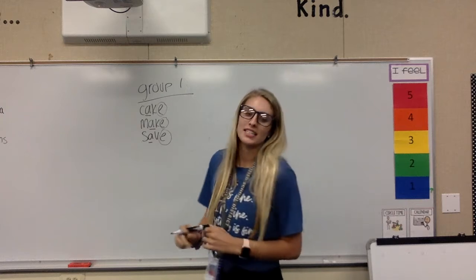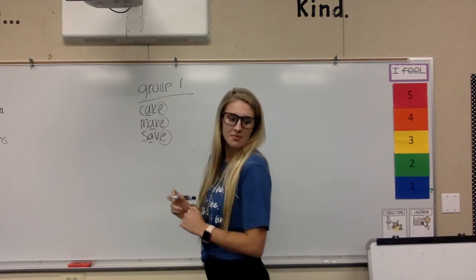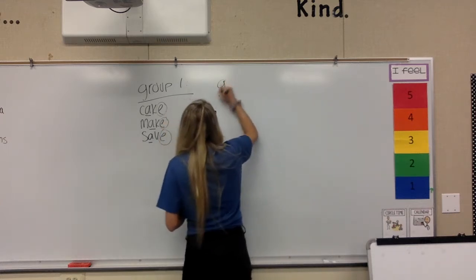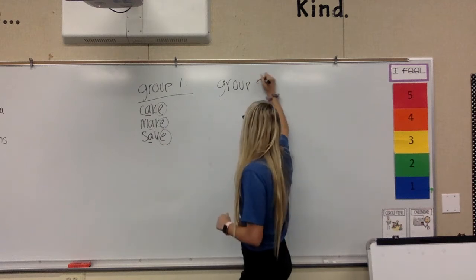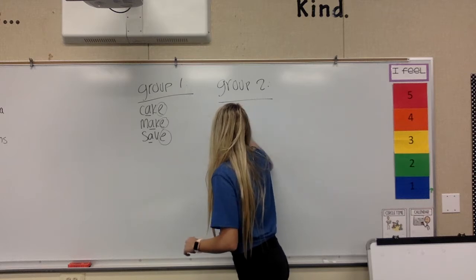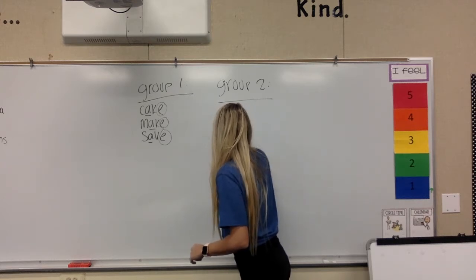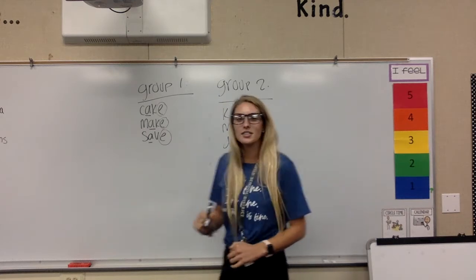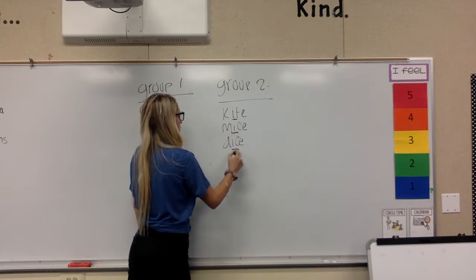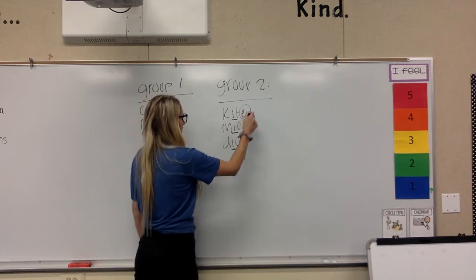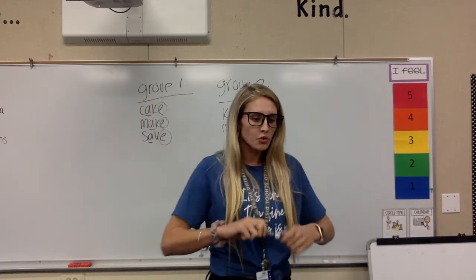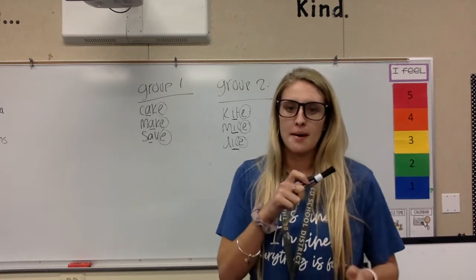Okay, group 2, why don't you guys tell us what you did? Perfect. Group 2. So they have kite, mice, and dice. Awesome, friends. Do you see how they used the long vowel sound for I and they used our special letter E? Good job, group 2. Group 3, why don't you share with us what you guys came up with?